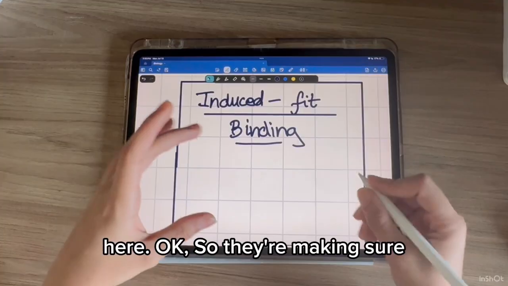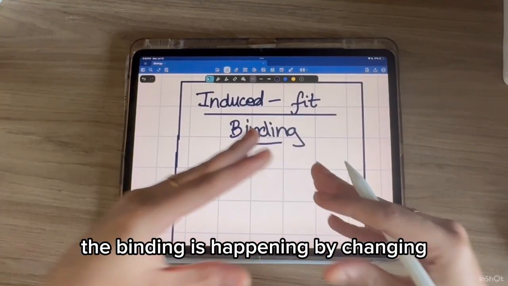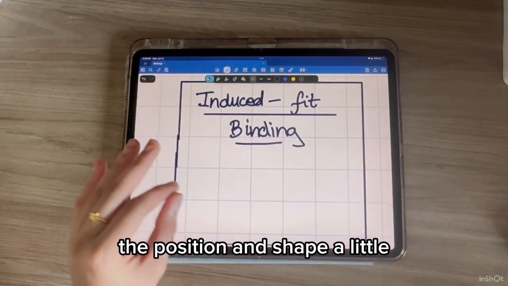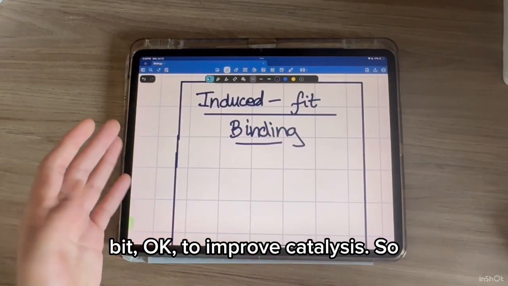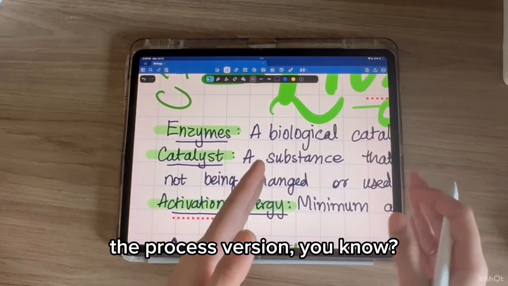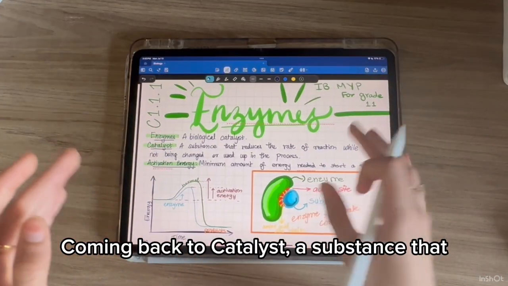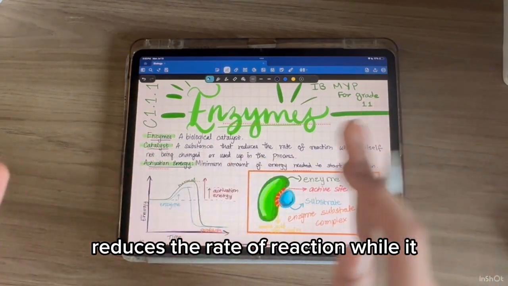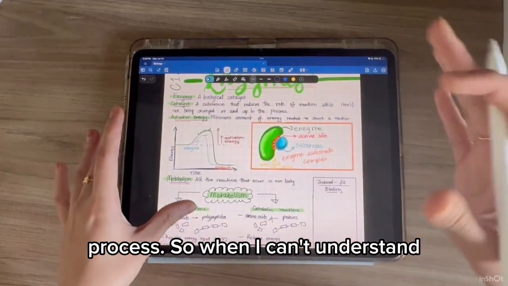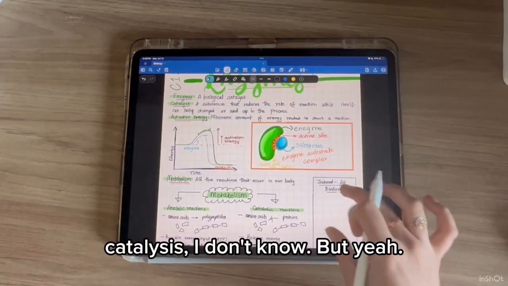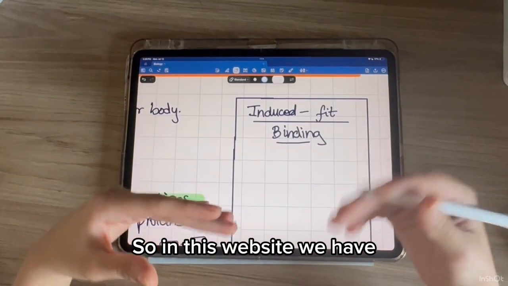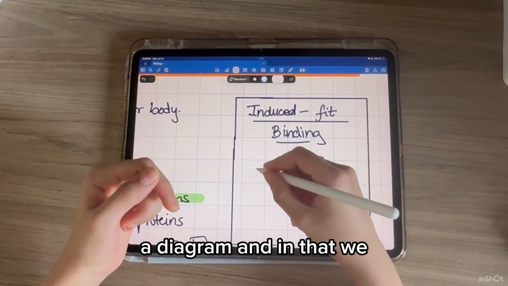Okay, so they're making sure the binding is happening by changing the position and shape a little bit, to improve catalysis. So catalysis is referring to catalyst, just the process version. Coming back to catalyst, a substance that increases the rate of reaction while itself not being changed or used up in the process. So when a catalyst is acting upon the substrate, that's catalysis.